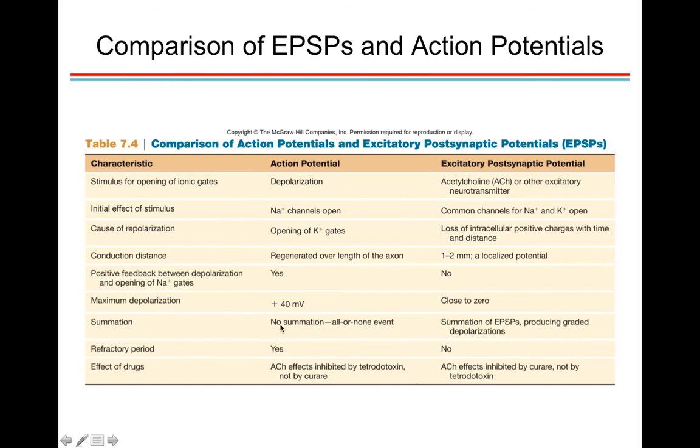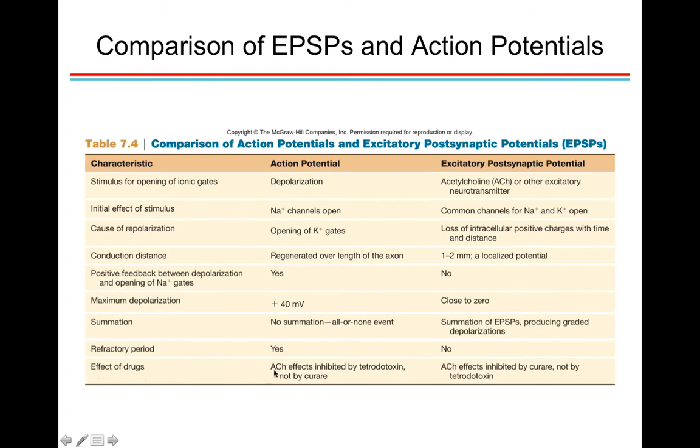Summation? No, there's no summation in an action potential. It's an all or none event. However, in the EPSPs, summation does play a role. It's adding up all these little EPSPs together that can produce this graded depolarization. For a refractory period, there is one for the action potential, and there is no refractory period for the EPSP.